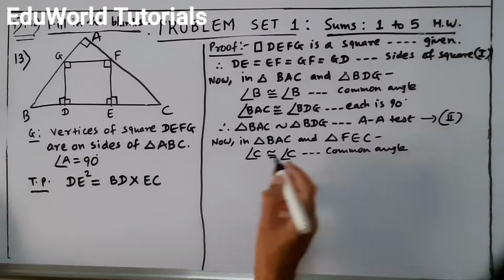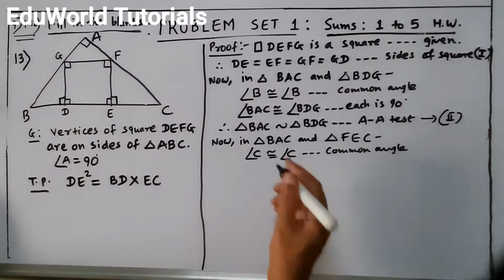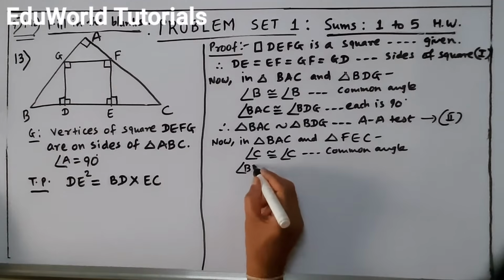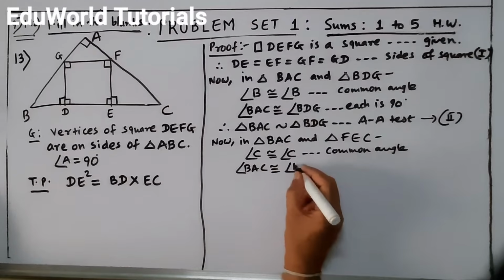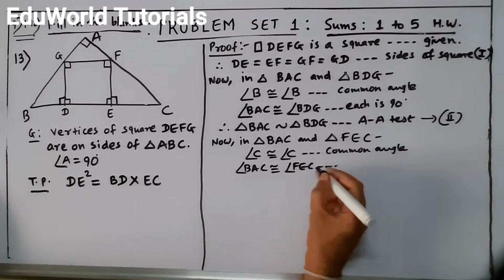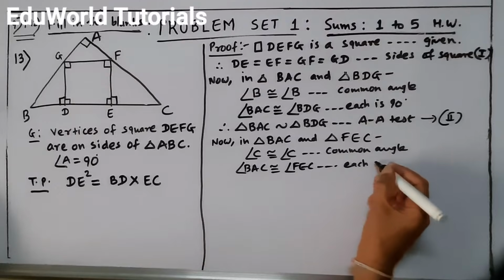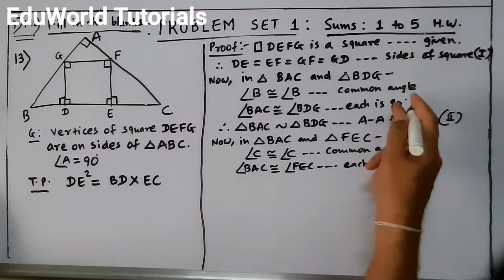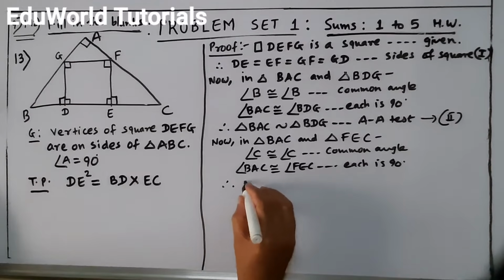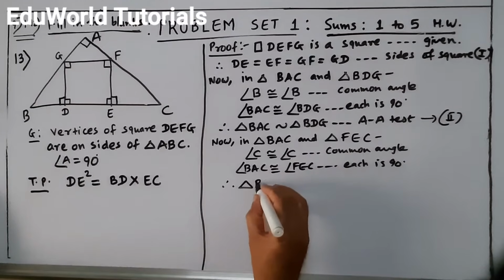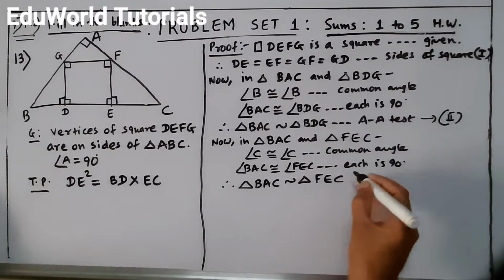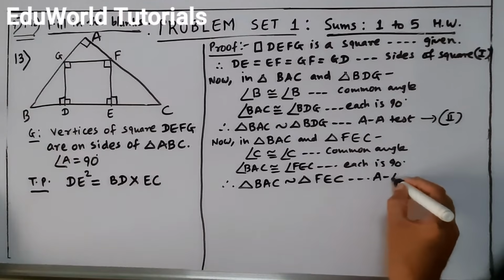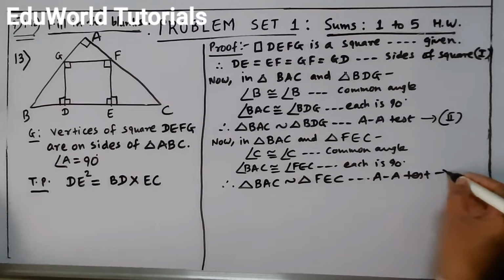And which are the right angles? Here angle BAC is right angle which is congruent to here FEC, which is right angle. So reason is each is 90 degrees, same like previous step. So we see that triangle BAC is similar to triangle FEC. Again by which test? AA test. Now we see here, this is result number 3.